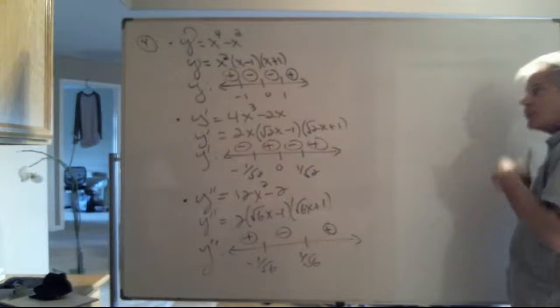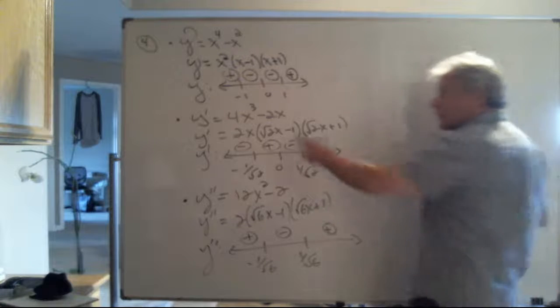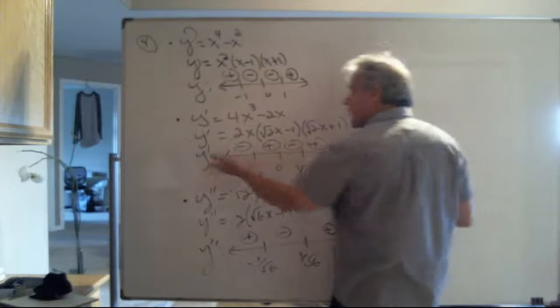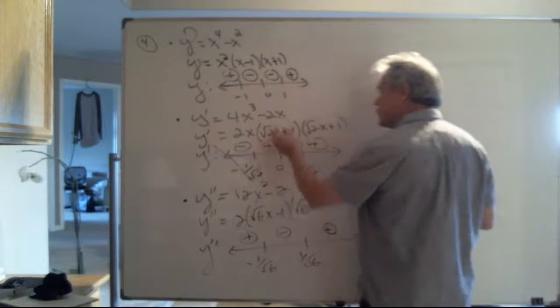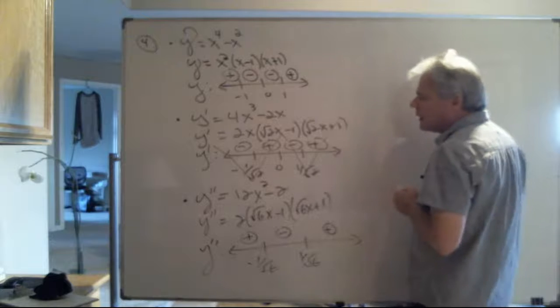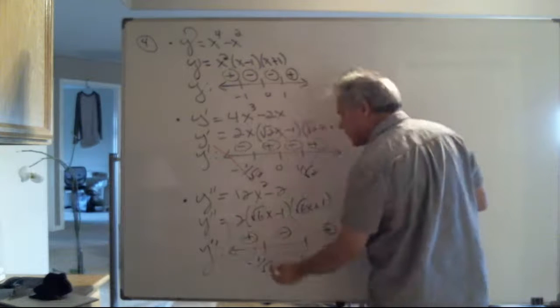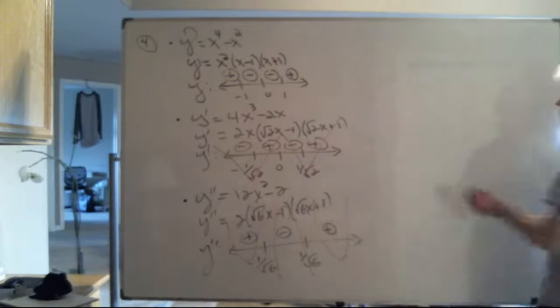Let's see if you and I can't put this all together. Now, notice how the sign graph for y tells me when I live above and below the x-axis. The sign graph for y prime tells me where the original function changed from decreasing to increasing and vice versa. And finally, the second derivative sign graph tells me something about concavity. Concave up, concave down, concave up. Let's see if you and I can put this all together.